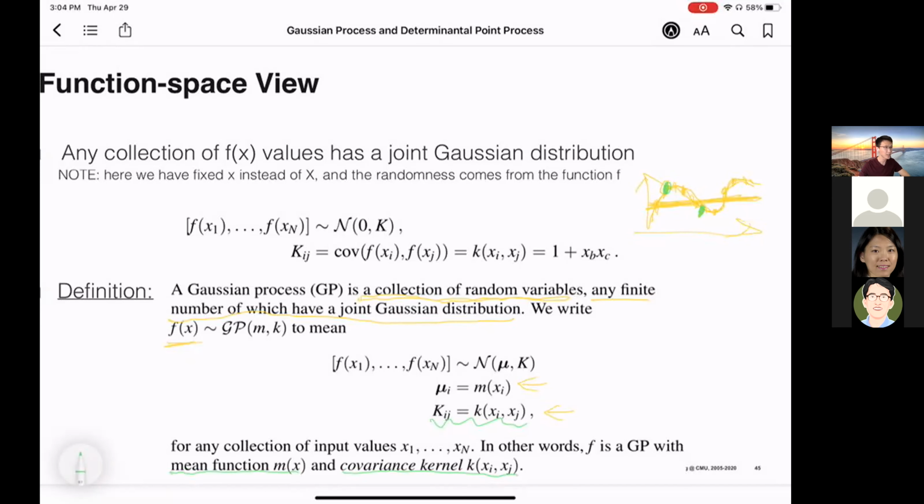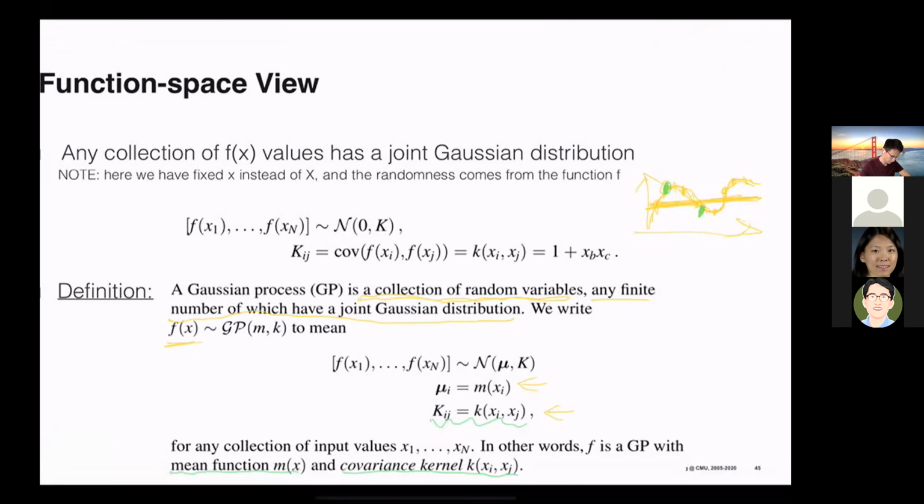So is the definition clear? Yes, it's clear to me.